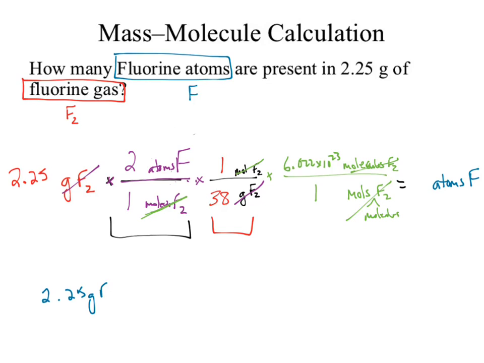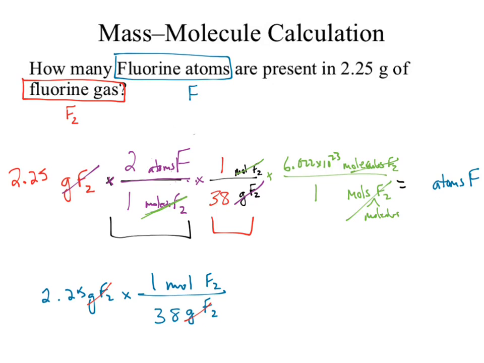2.25 grams of F2. I wonder who wanted substance first. I was like, how many moles is this substance? Let's do the mass conversion first. Grams of F2 cancel, right? So we've simplified our calculation, but we aren't at our answer yet.